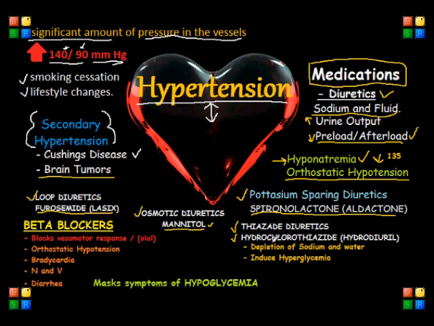hydrochlorothiazide or HydroDiuril. Okay, now when we give patients thiazide diuretics, we need to make sure that we inform our patient that thiazides can cause the depletion, obviously, of sodium and water, but at the same time, it can also induce hyperglycemia in the patient.